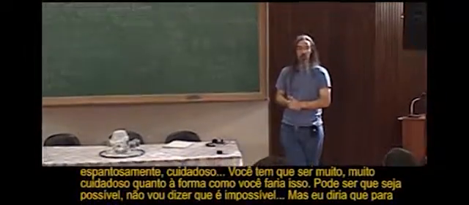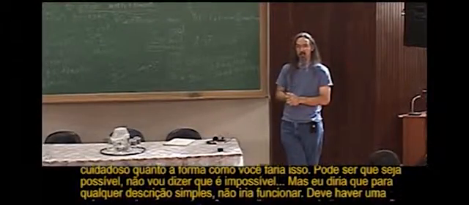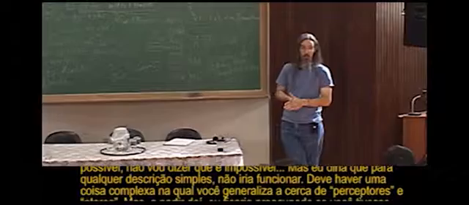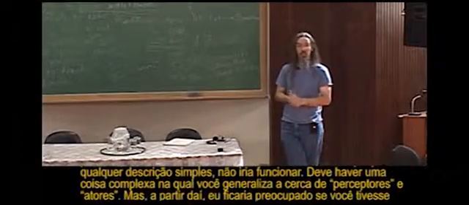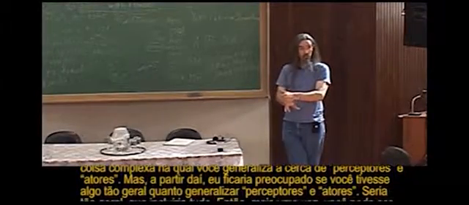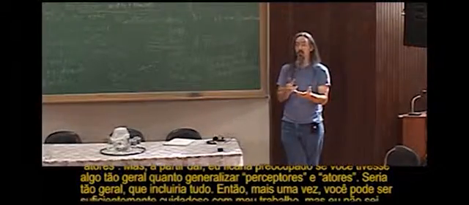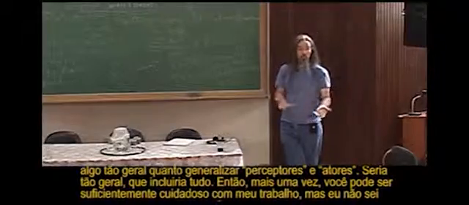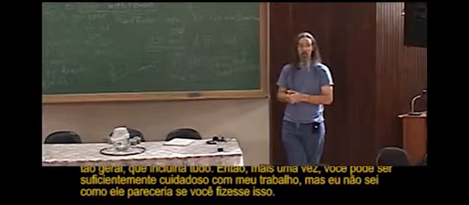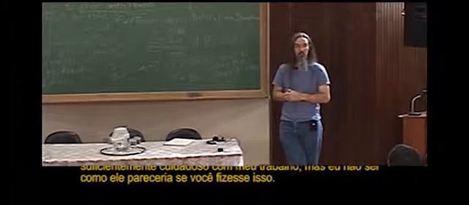So it might be possible. You know, I'm not going to say that it's impossible. But what I would say is that for any very simple description, it's not going to work. So there might be a complex thing in which you generalize over perceivers and actors, but then I would be afraid that if you have something so general as generalizing over perceivers and actors, it would be so general that it would include everything. I understand. So again, if you were sufficiently careful, it might work. But I don't know what it would look like if you did that. Okay? Yeah. All right.